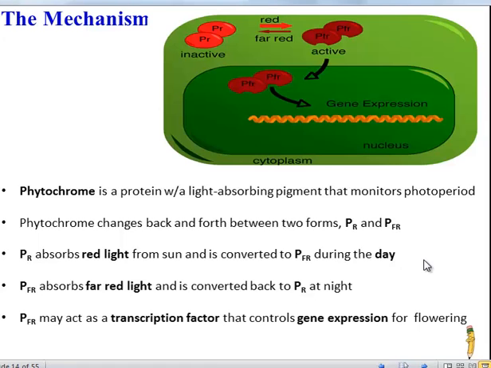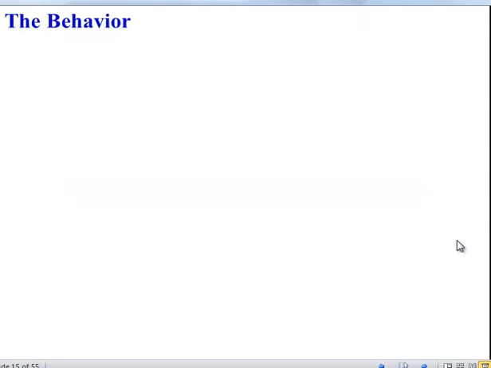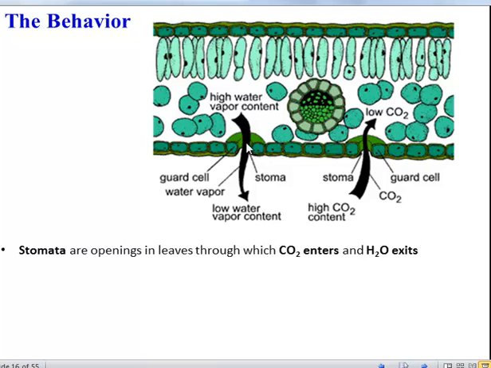And scientists think that what might be happening is that the PFR form acts as a transcription factor, turning on or off gene expression, and that might control flowering. The last behavior we're going to look at is water balance. In the leaves of plants, there are openings called stoma. And the stoma are important because that's how carbon dioxide enters, and it's how water exits.